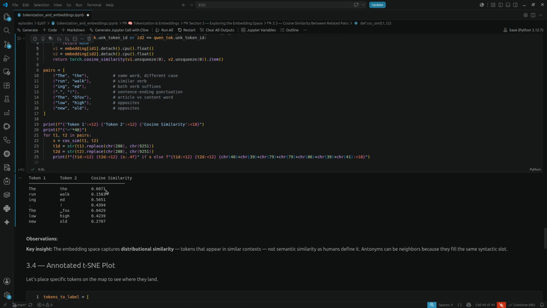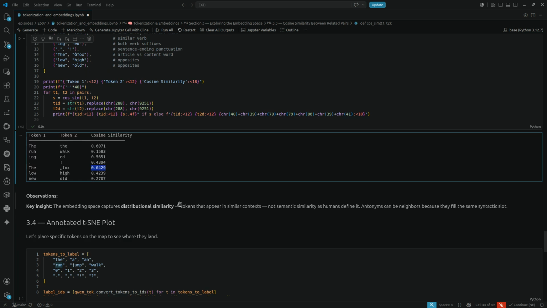And once again, you can see it borne out. The and the are highly similar, 0.6. Run and walk, interestingly, are not that similar, but ing and ed are fairly similar. But things like the and fox are quite unrelated, 0.02, right? So this is very, very interesting.